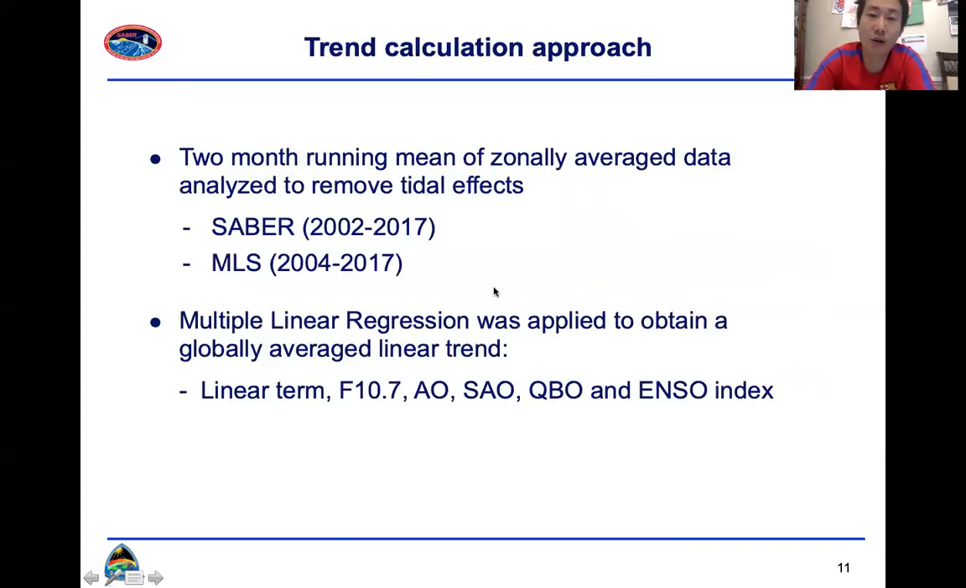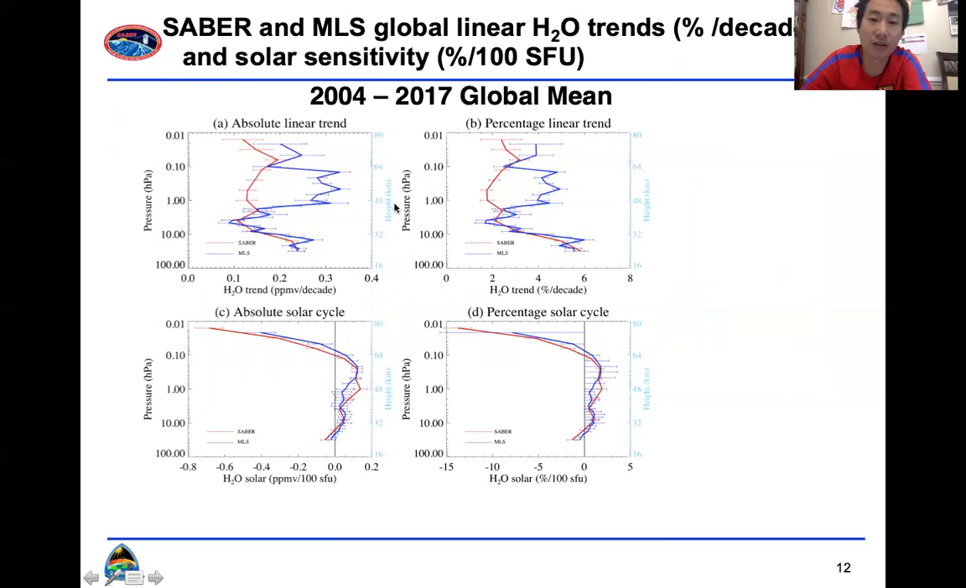How do we calculate the trend of water vapor? First of all, we take a bi-monthly mean to remove tides in the mesosphere. Then we did multiple linear regression, considering the linear term, F10.7, annual oscillation, semi-annual oscillation, QBO, and ENSO. Here's the linear trend and solar cycle.